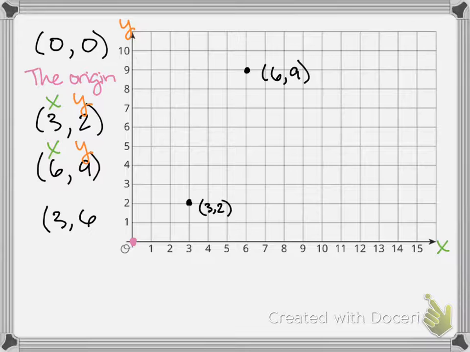Okay, let's do one more of a kind of normal ordered pair, and then we'll go over two kind of special situations. So just like I did before, I'm going to label my points. Here's X, and here is Y. So for my X number, I'm going to start at the origin and move along the X-axis until I get to 3. So here I go until I get to 3. Okay. Now I'm going to do the same thing on the y-axis. I'm going all the way up until I get to 6.